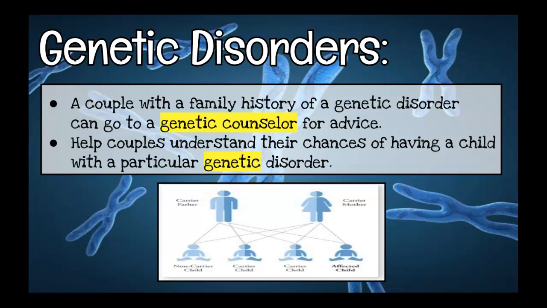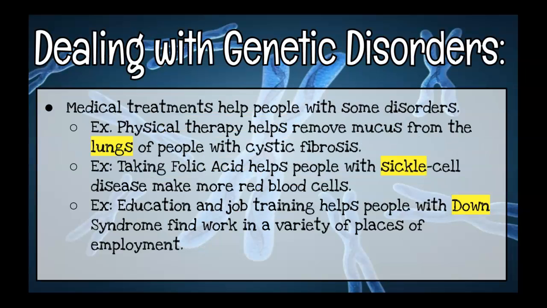Now, if you have a family history of genetic disorders, then you can go to genetic counseling for advice to see the probability of you passing on those traits to your children. So genetic counseling helps couples understand their chance of passing on a specific genetic disorder to their child.